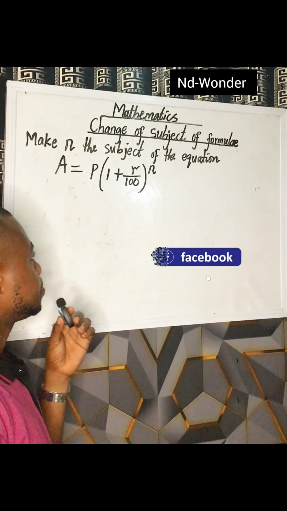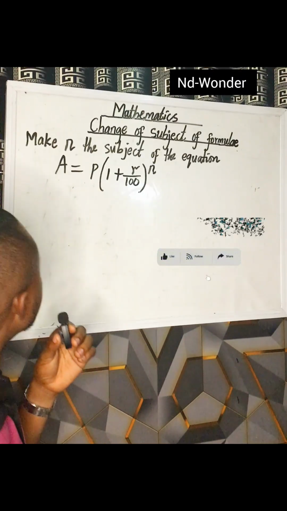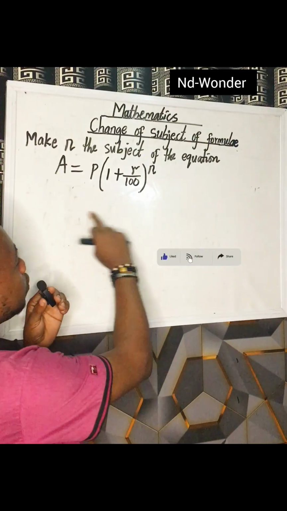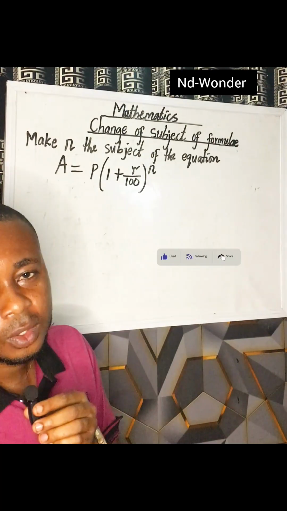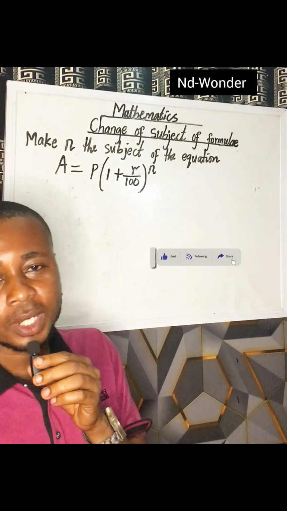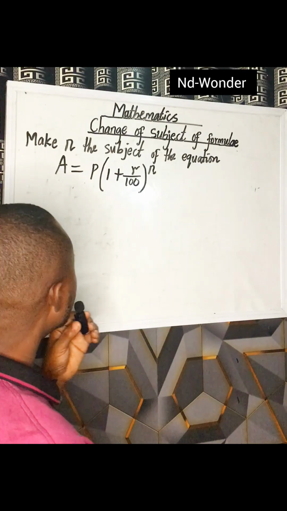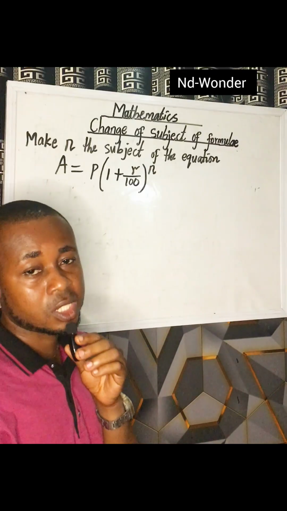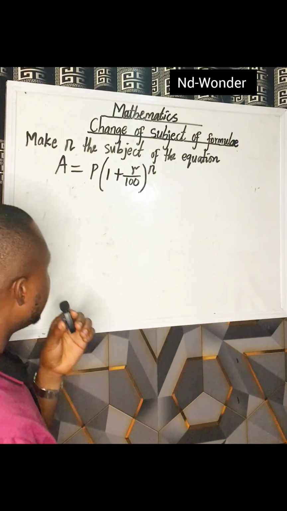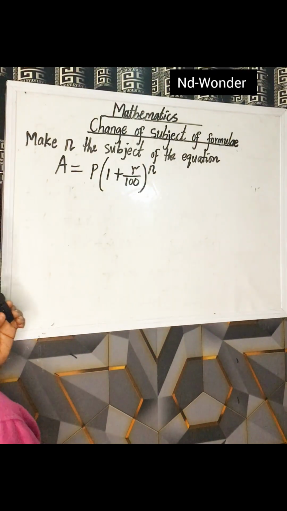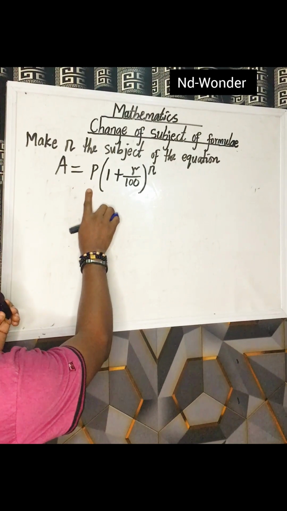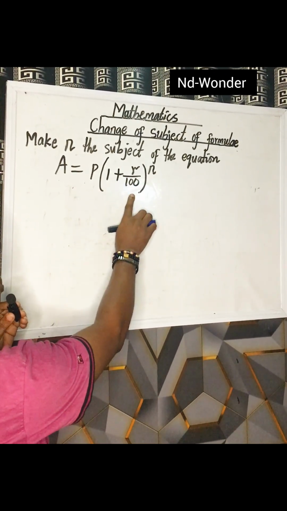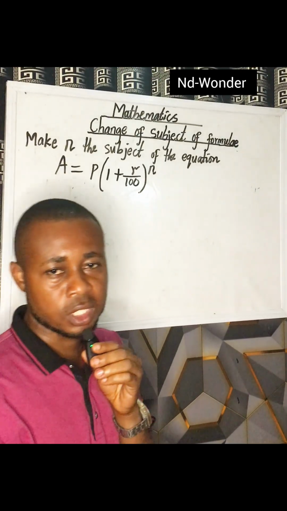This is change of subject of formula, to make n the subject of the equation. Of course, looking at this equation, what we have is compound interest. This is the value we are making the subject of the equation. It reads thus: A is equal to P into brackets 1 plus r over 100 exponent n.